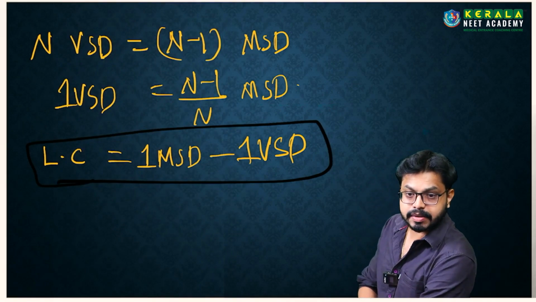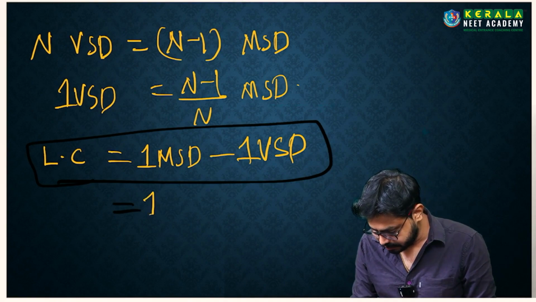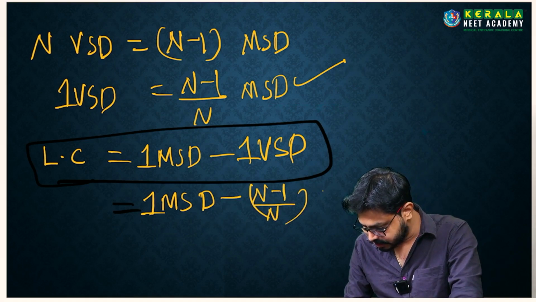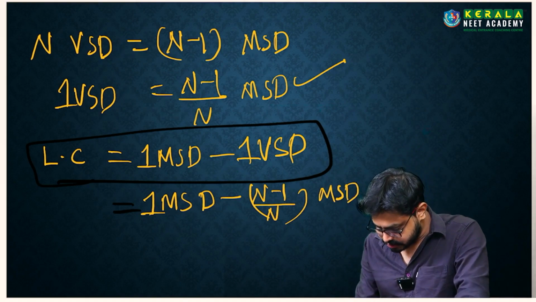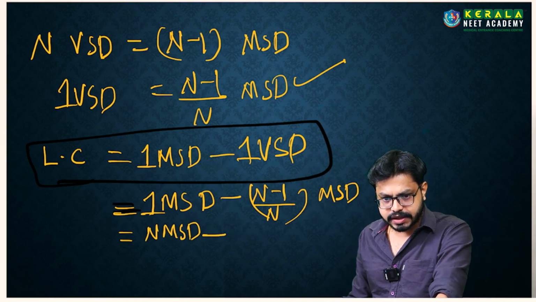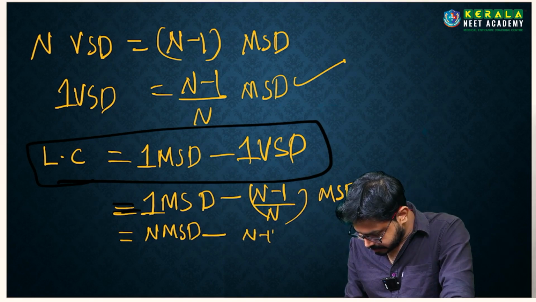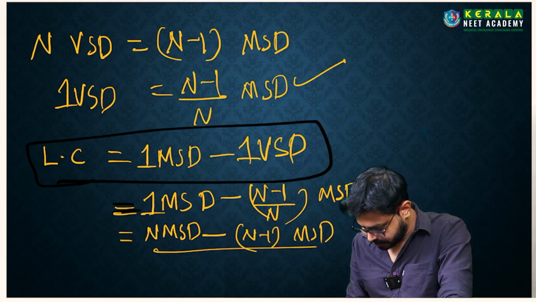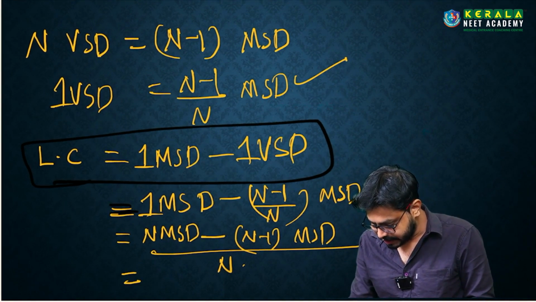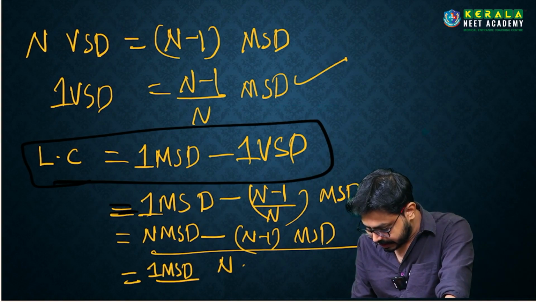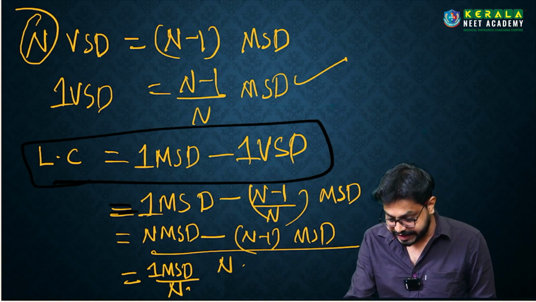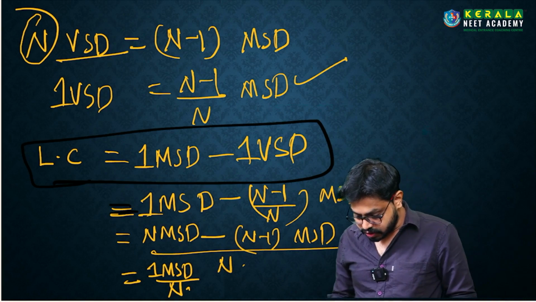Now how do we change it? 1 MSD minus 1 VSD, where 1 VSD is equal to N minus 1 divided by N into MSD. Cross multiply: N MSD minus N minus 1 MSD, divided by N. Here the N MSD terms cancel, so the final answer is 1 MSD divided by N. What is 1 MSD? One main scale division. What is N? N is the number of divisions on the vernier scale.